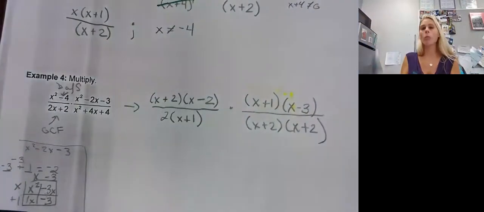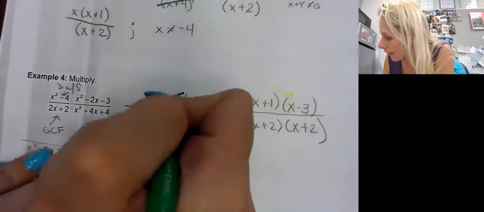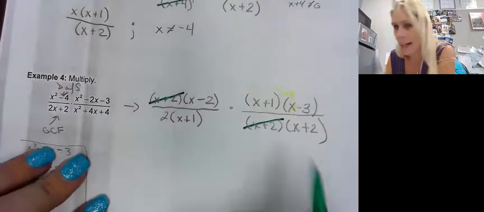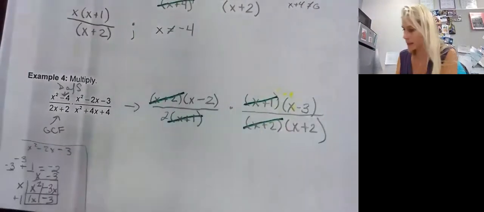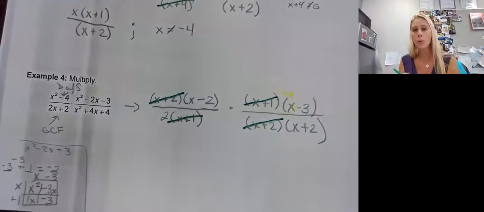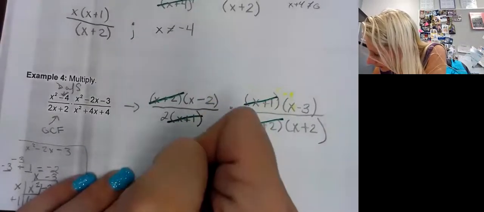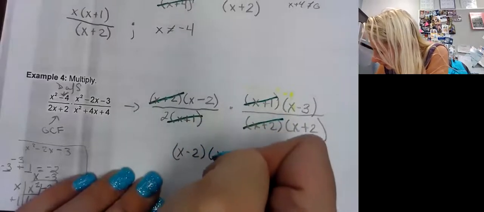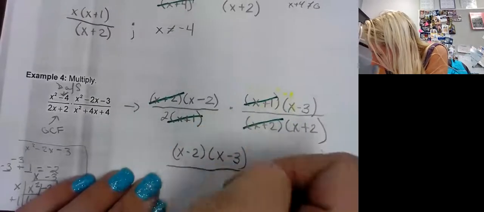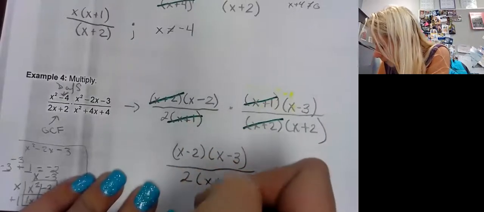All right, now what do they have in common on top and bottom that I can cancel? Well, I have an x plus 2, so I can cancel that x plus 2. I have an x plus 1, so I can cancel that x plus 1, because one's in the numerator and one's in the denominator. Be very careful with that. So what are we left up on top? We're left with an x minus 2 times an x minus 3 all over, we're left with a 2 and an x plus 2.